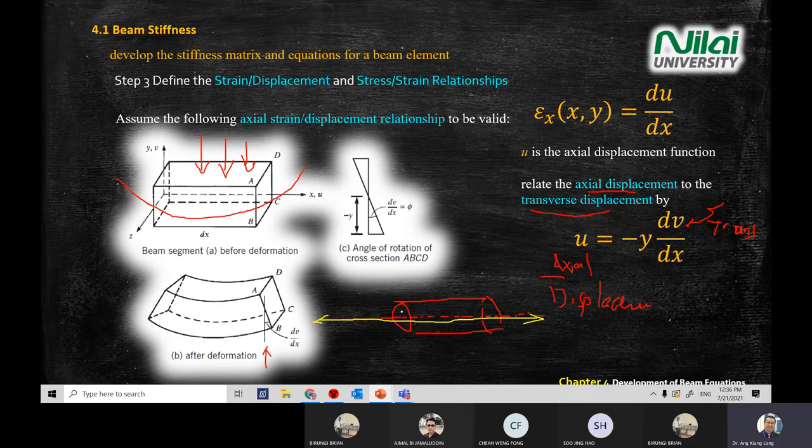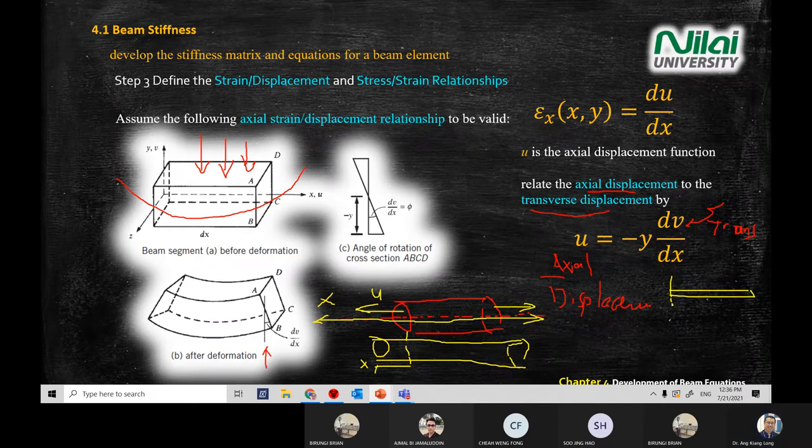So if there is a force at both ends, this object is going to deform like that. There's a displacement happening. Let's say this is the x direction. This is u, the displacement in the yellow color direction, in the x direction, so we label it as u. That's how you can relate the axial and the transverse. Transverse is in the vertical direction. When we study beams, this is transverse v in the y direction. So we link axial to transverse displacement.